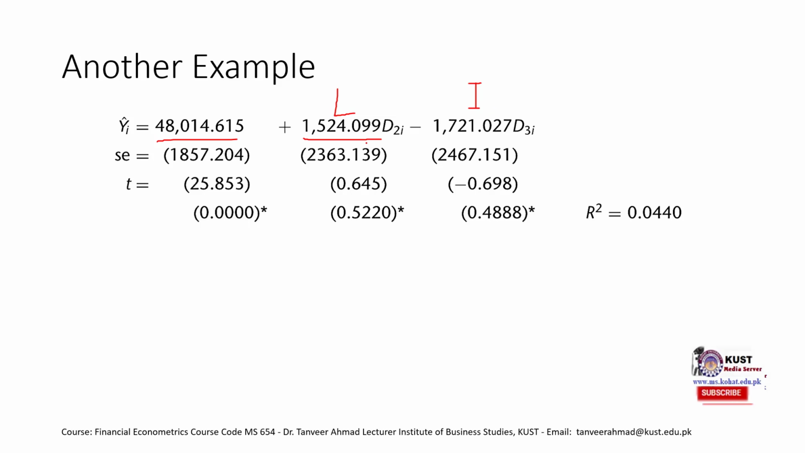So how much is the expected salary of a public school teacher working in Lahore? We want to calculate the expected salary if D2 is 1 and D3 is 0. In this case, the expected salary of a public school teacher, this means that D2 is 1, that means we gave a public school teacher 1 when he was from Lahore. So that would be equal to beta 1 plus beta 2.